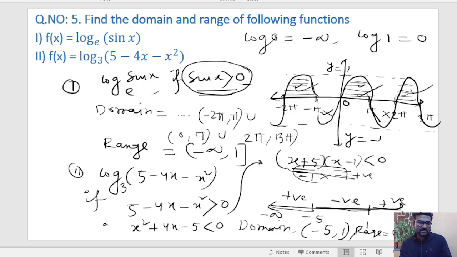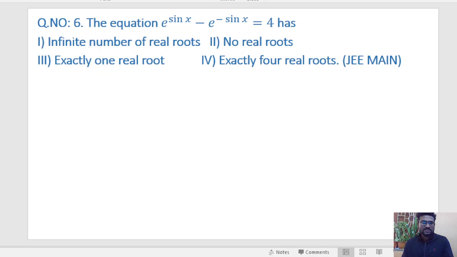Okay, let's see another question, question number 6. This question is very important for JEE Main. Now the equation e to the power sin x minus e to the power minus sin x equals 4 has: infinite number of real solutions, no real roots, exactly one real root, or exactly 4 real roots.